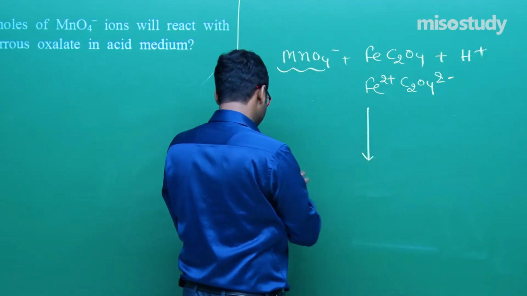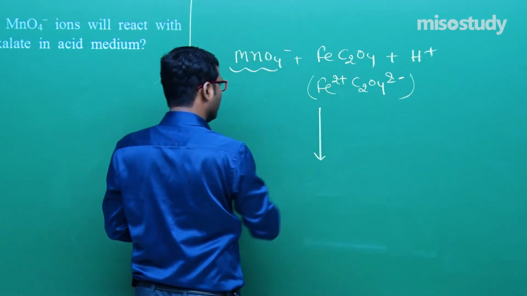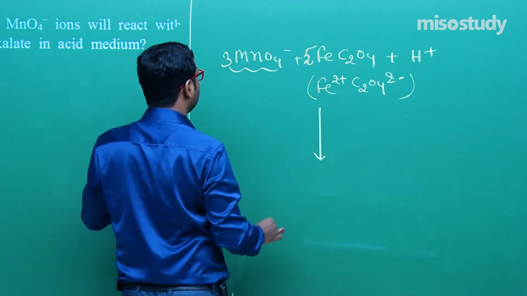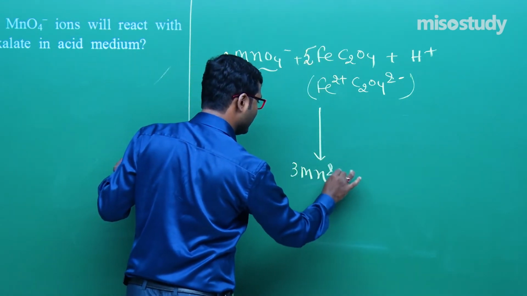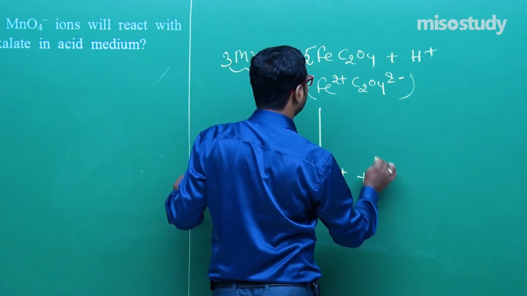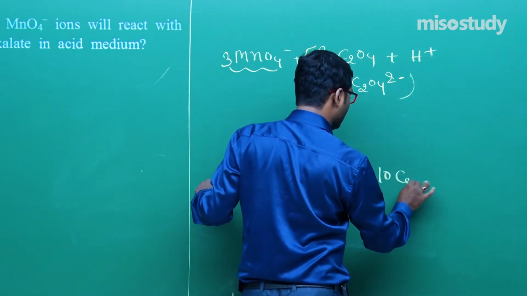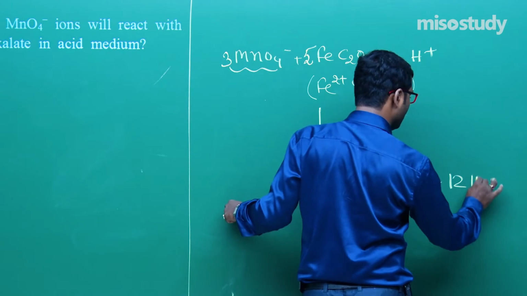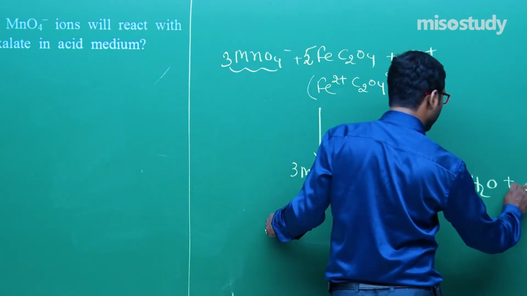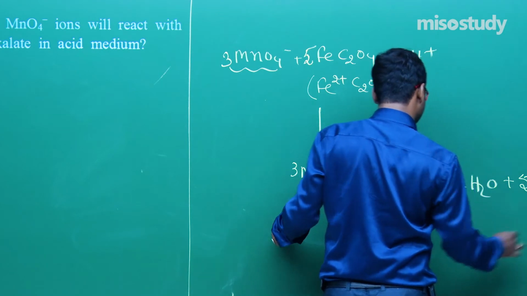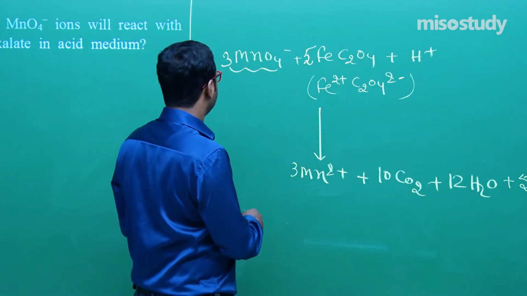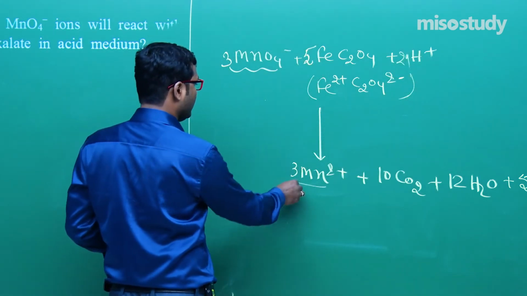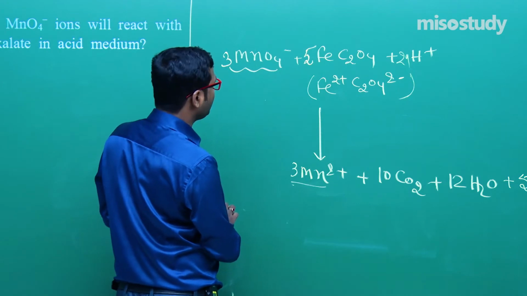What will happen in this case? Wait for a moment. How to balance the reaction? Put here 3, that is 5, 3 Mn, that is 3 Mn2 plus. And in this case, what will happen? That is 10 CO2 and here 12 H2O and 5 Fe3 plus. Now check it out. 3 Mn2 plus, 10 CO2, put here 24 H plus, and check it out, 3 Mn, okay. Now 5 Fe3 plus, okay.